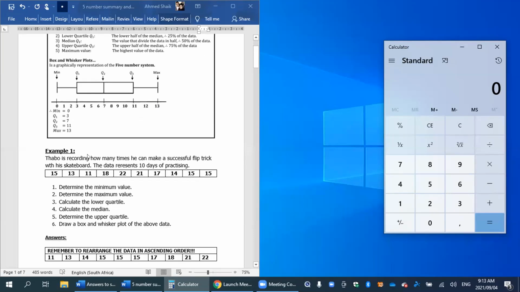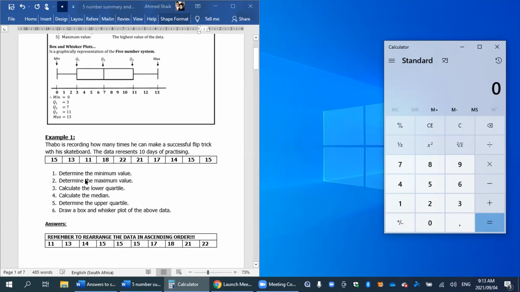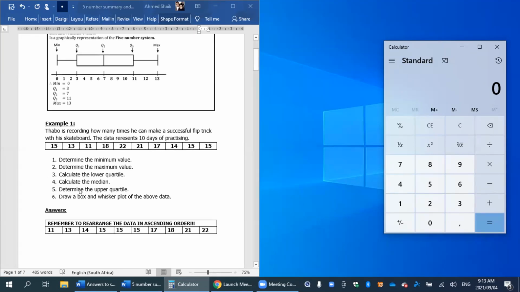Okay, I've put together an example for you guys, and we'll answer that together so you guys can get a better understanding of what a box and whisker plot and the 5-number summary actually is. So we've got Tabo, who is recording how many times he can make a successful flip trick with his skateboard. The data represents 10 days of practicing. So remember, the first thing we need to do is rearrange our data in ascending order, which I've done already, and that is what our data looks like. Let's look at the questions that were asked based on this data set.